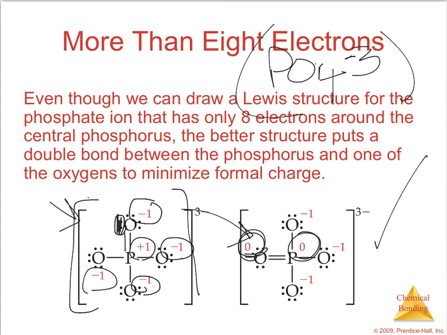Now, you might ask yourself, how many times do I need to do that? Should I try to make another double bond? You can go ahead and experiment with that, but what you'll find is that your formal charges will increase again. So it turns out this is the best structure you can make.